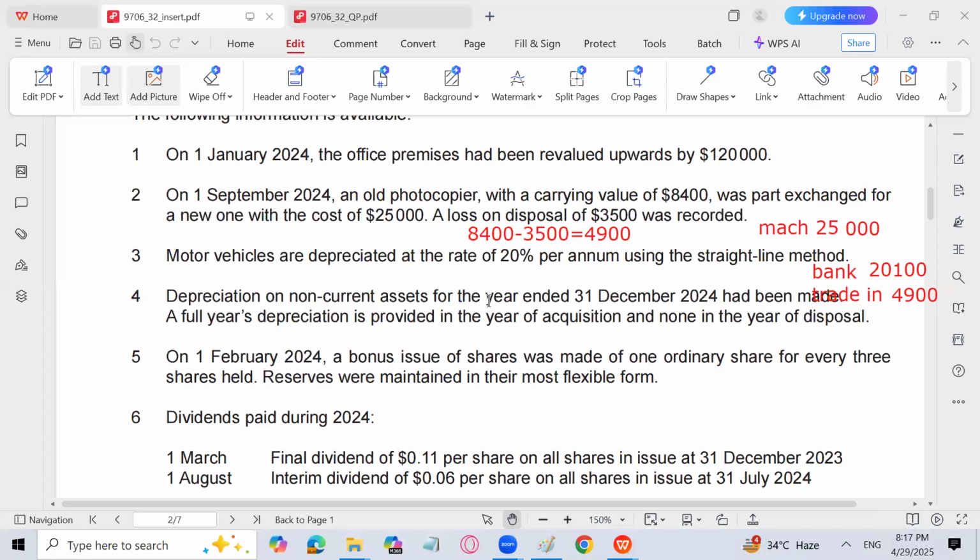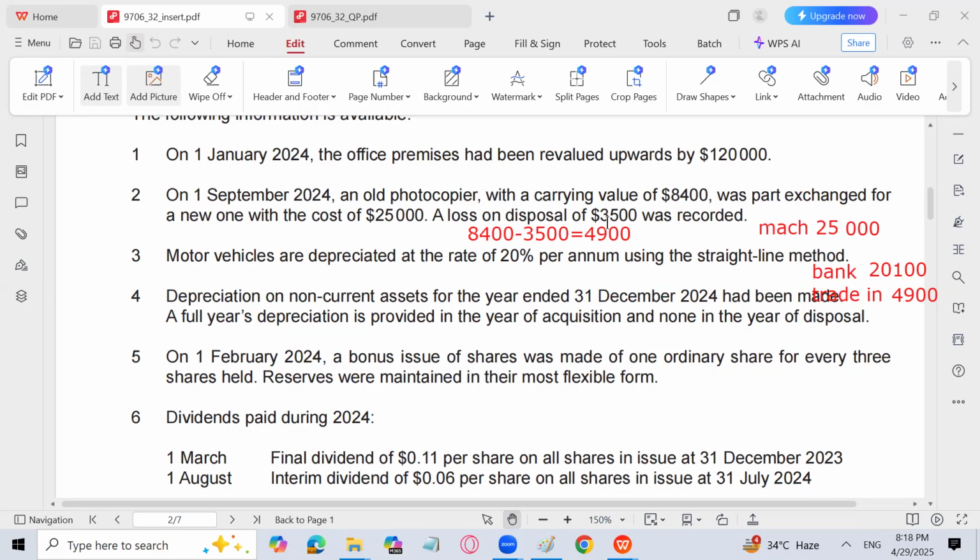I repeat this point. On 1st September, old photocopier with a carrying value of 8,400 was part exchanged for a new one with the cost of 25,000. So you have purchased a new photocopier with a cost of 25,000. That's fine. और तो पुराना फोटोकॉपियर है वो हमने ट्रेड इन किया, लेकिन कितने का हमें कितना कंसेशन मिला, how much discount we achieve from the price of the new asset, that is, carrying value is 8,400, but we have a loss of 3,500. It means that the other person has given us the discount, the concession, the trade-in allowance of 4,900 in the price of the new asset. So trade-in will be credited and we have paid the balancing amount of bank through cheque 20,100.